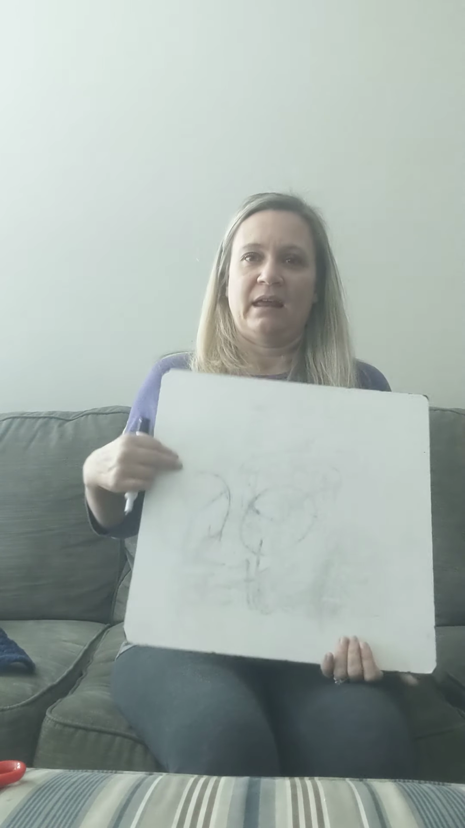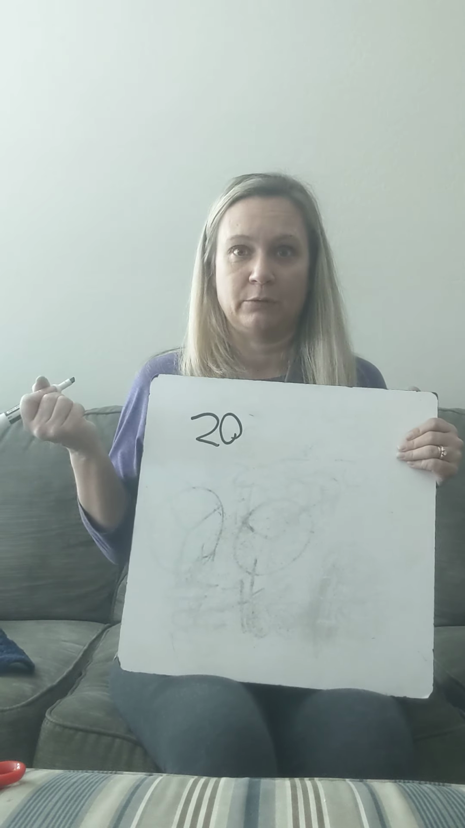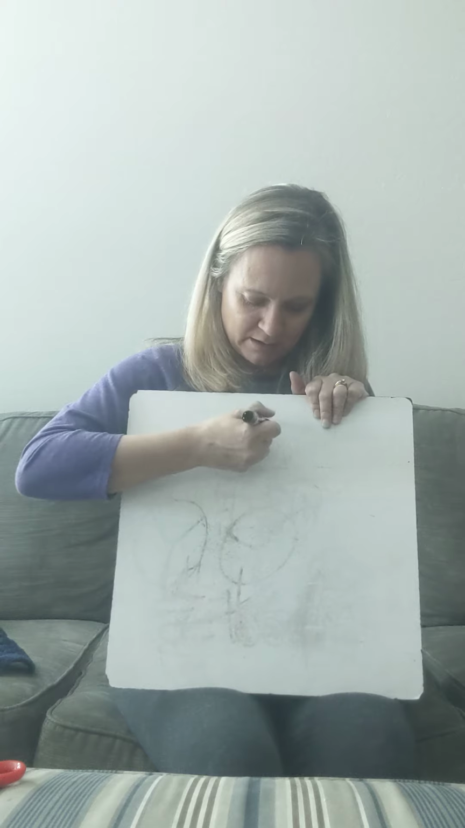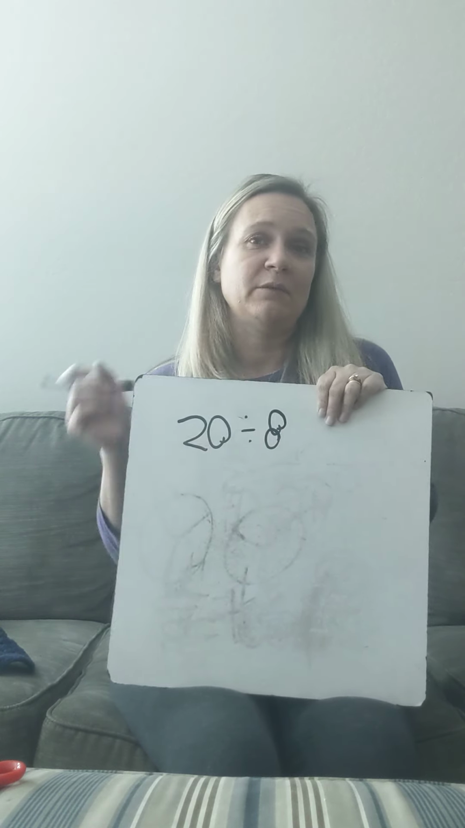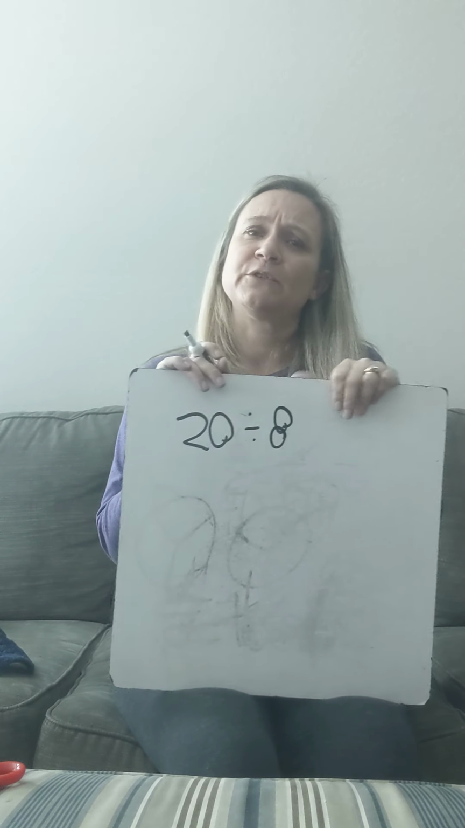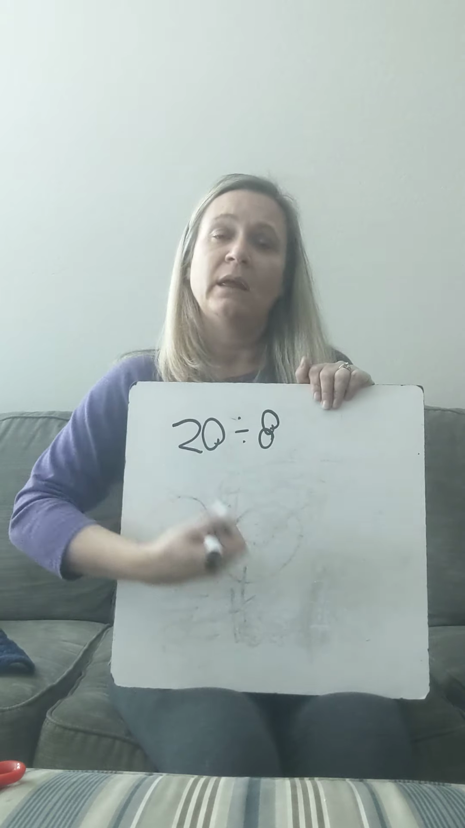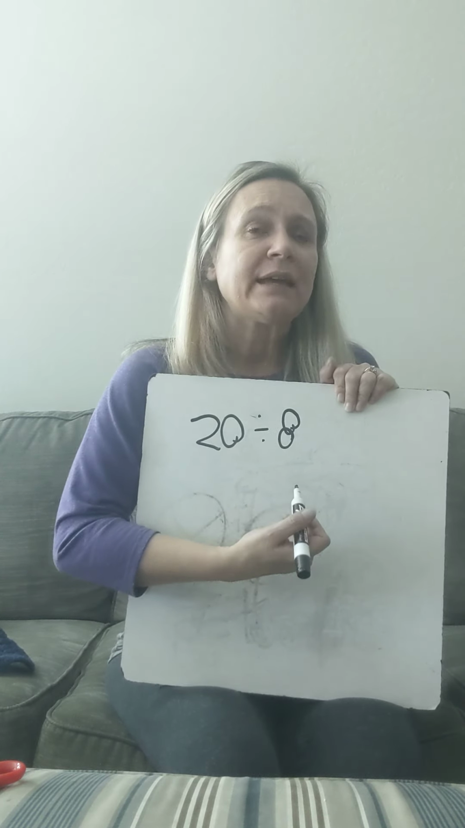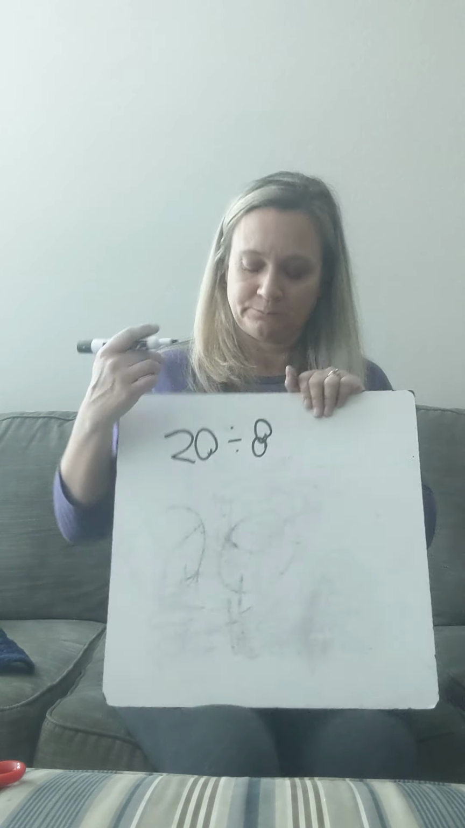So let's say that I now have 20 cookies, don't I wish, and 20 cookies is going to be shared among 8 friends. So really, I have 20 cookies divided by 8. Now let's think about this before we even write our fraction. If I'm thinking about 20 and 8 and I'm comparing them to each other, 20 is more than 8. So that tells me that my answer is going to be a mixed number.